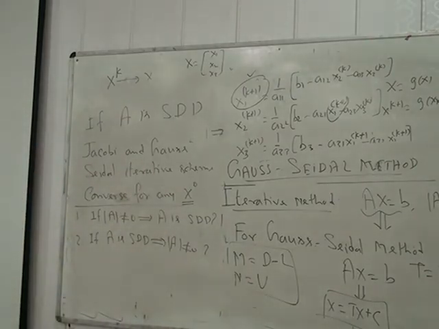Okay? You have to think about it. That's all. If A is SDD, you are true. Because A is SDD, I told you it has a unique solution. Correct? And everything is done. So we stop here for 10 minutes. Is it clear? Yes. That's the idea.